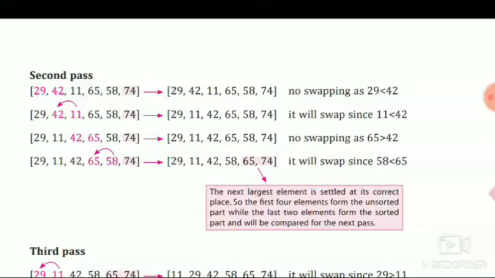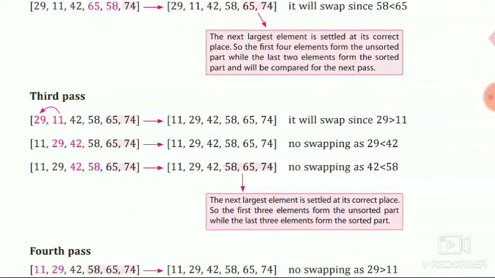So let's see the third pass. In the third pass, 29 and 11 are compared, and it will swap since 11 is less than 29. Then it compares 29 with 42, no need to swap. Then it compares 42 with 58 and no need to swap.